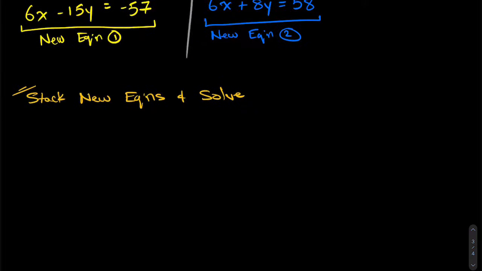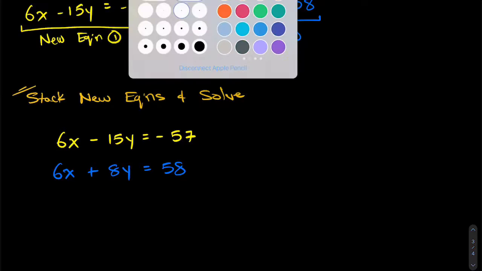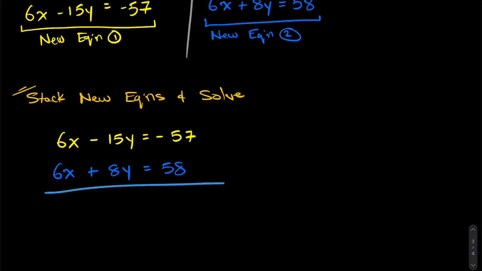Okay, so we have our first equation here. We got 6x minus 15y equals negative 57. And then we had 6x plus 8y equals 58. And let's solve. What are we going to do with this 6x here? Are we going to add or subtract it with this bottom one? Well, we're going to have to subtract it, right, to get rid of that 6x.